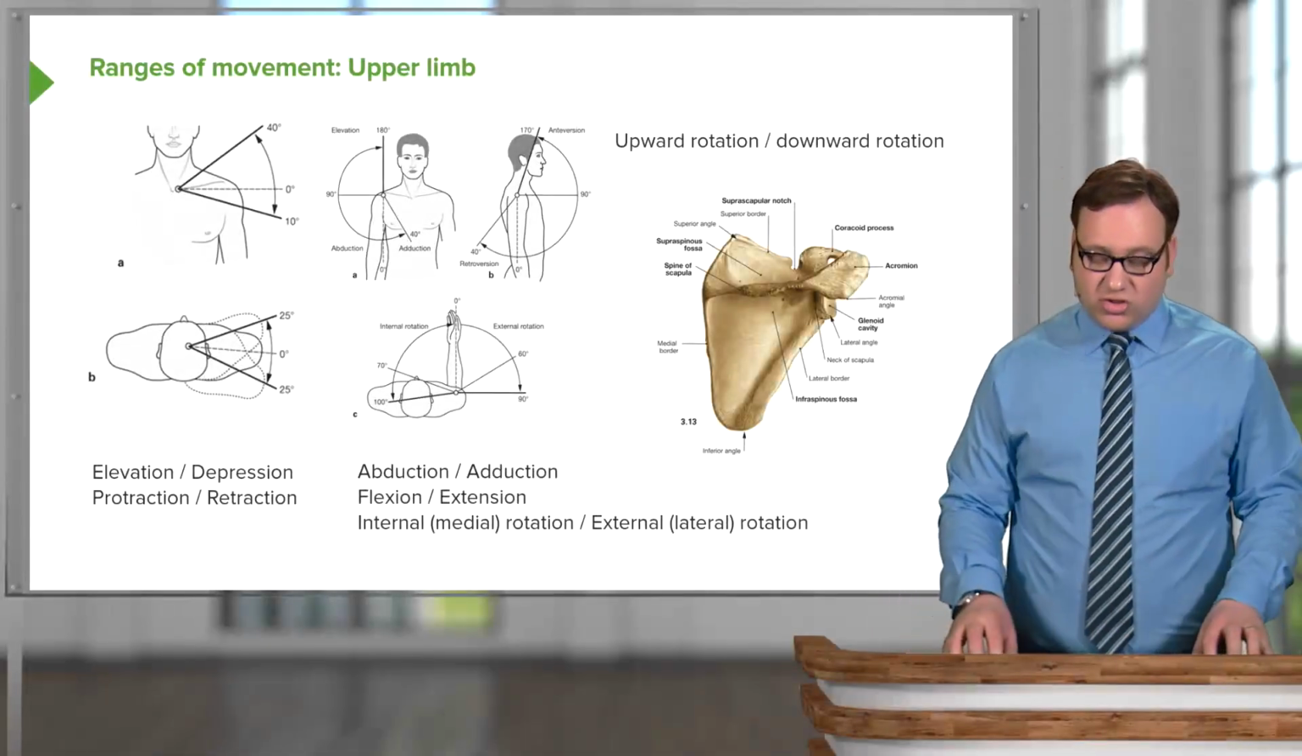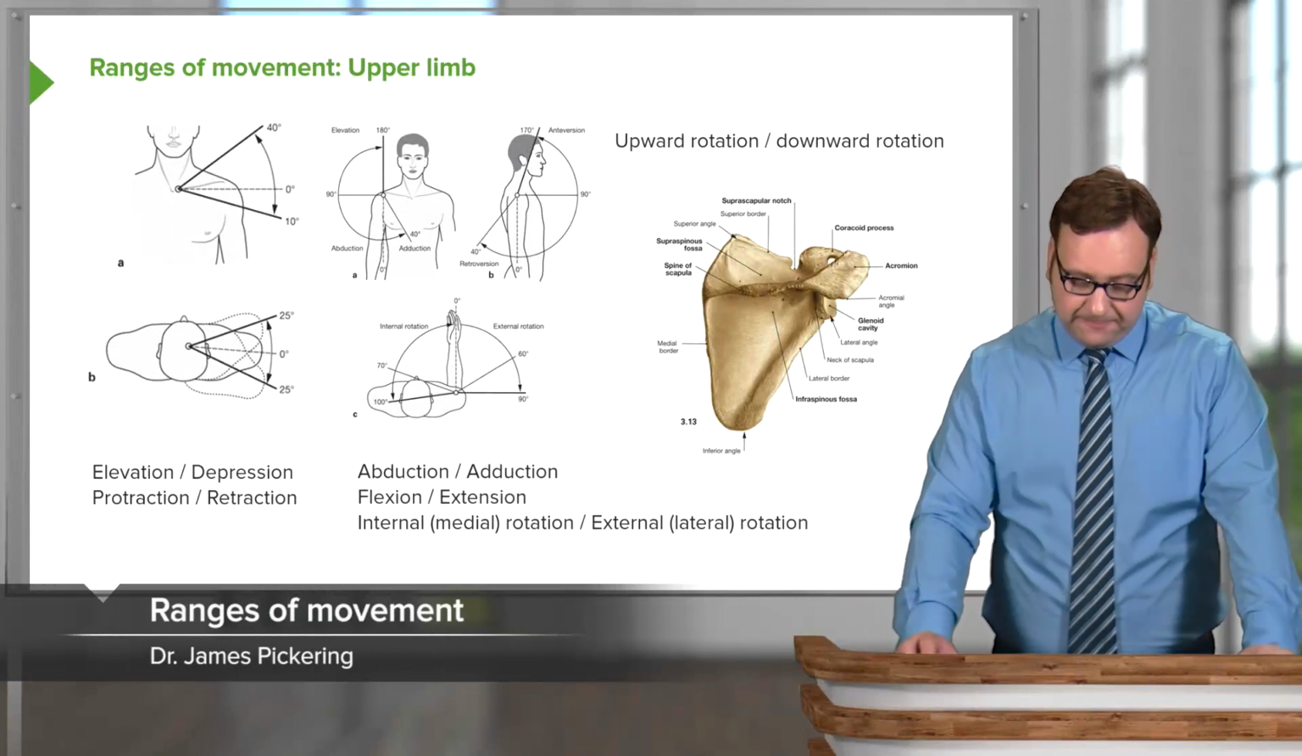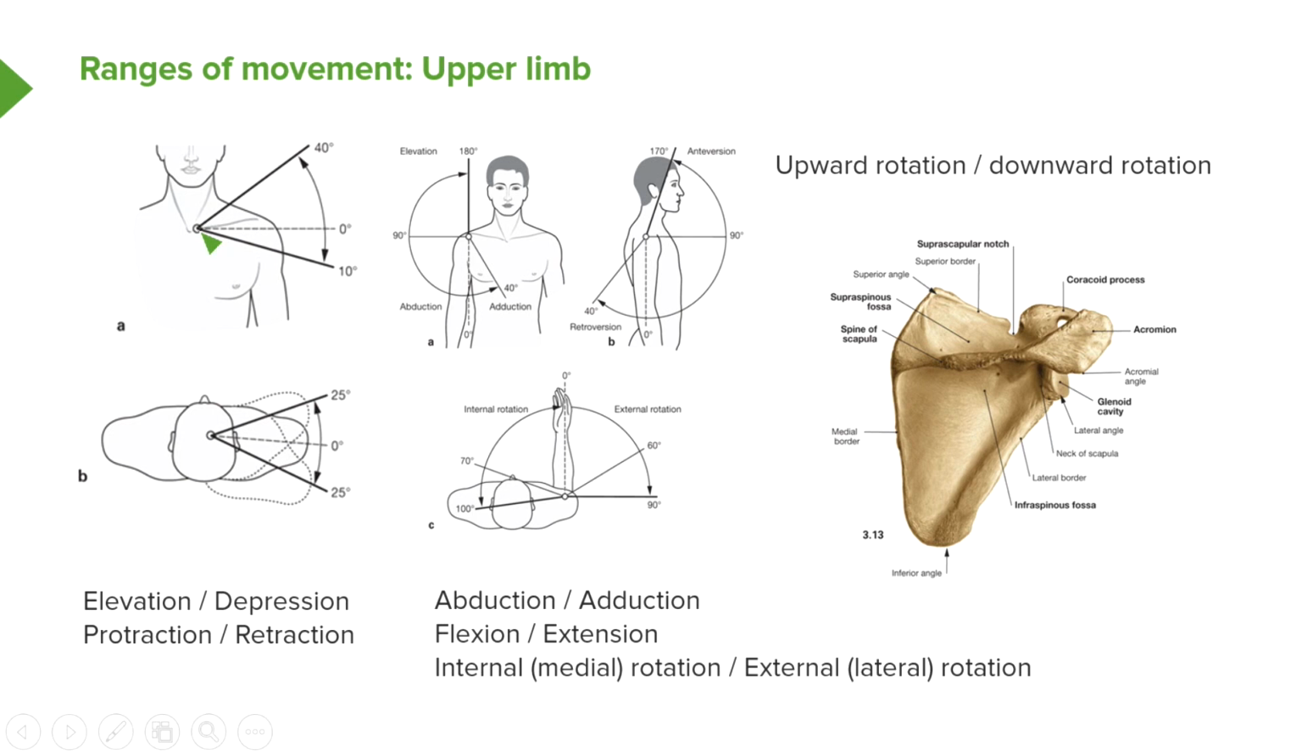And to finish, I just want to talk about the various movements that are allowed to occur at the upper limb. And here we can see we have various movements occurring at the various joints. So here we've got the sternoclavicular joint, which allows a whole wide range of movements. Here we can see its ability to elevate and depress the upper limb. So we have elevation, we have depression.